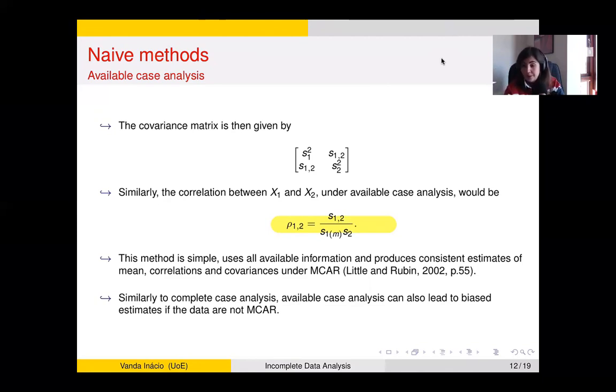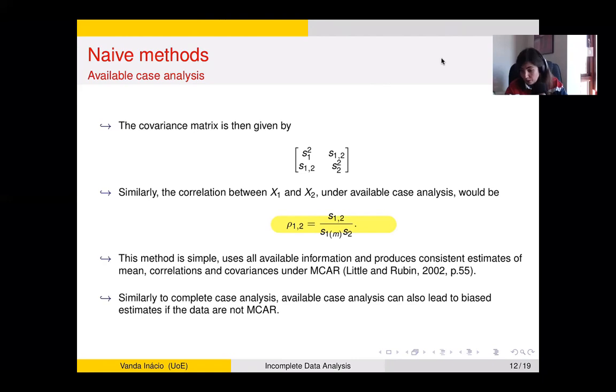This method is simple. It uses all available information for the different pieces that we are calculating. When calculating the mean or the variance of x1, we use all information for x1. Then when calculating the mean and variance for x2, we also use the information available for x2. And when computing the covariance or correlation between x1 and x2, we just use the data for which both variables have complete information.